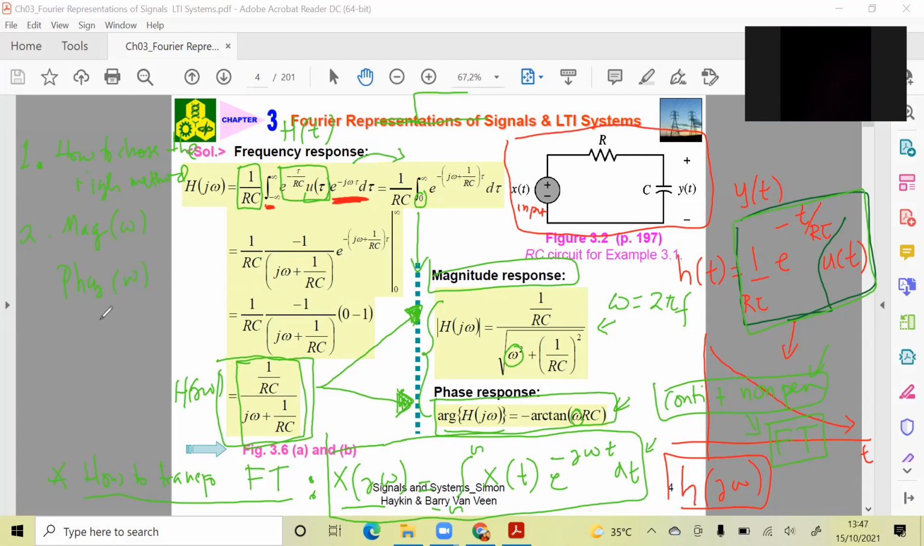Sir, I don't know if you have explained it or not, but what is the formula to find the magnitude and phase response from this Fourier transform? Oh, okay.